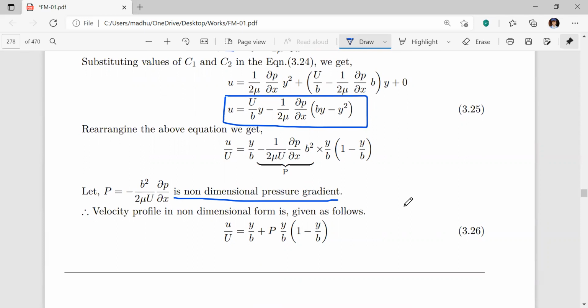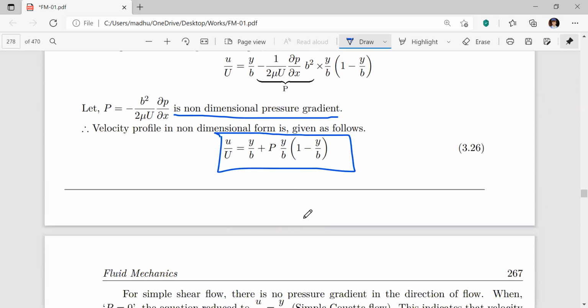Replacing that term as P, we can write the velocity profile in a non-dimensional form. Non-dimensional form means this equation of velocity profile doesn't have any of the units. That is u by U is equal to y by b plus P into y by b into 1 minus y by b.